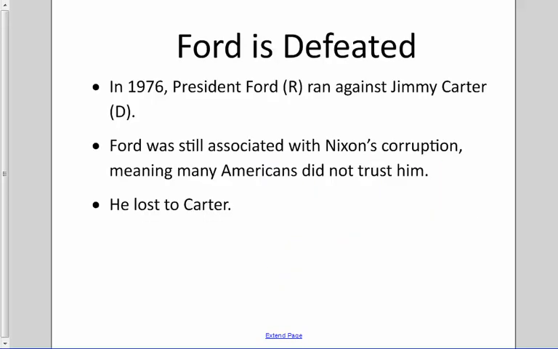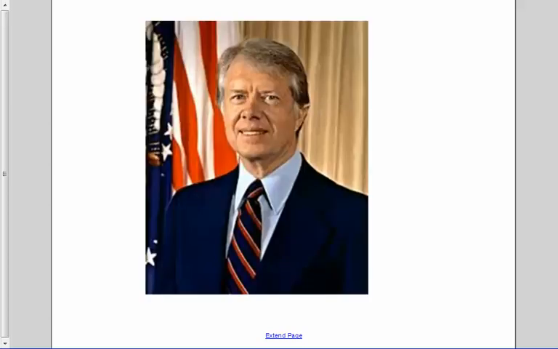Now, Ford is defeated in 1976. He becomes president, but he is tainted by Nixon and Nixon's scandals. In 1976, Ford runs against Jimmy Carter. He is associated with Nixon's corruption. Americans don't trust him, and he loses. Our next president is Jimmy Carter, and we will talk about Jimmy Carter in your next set of notes.